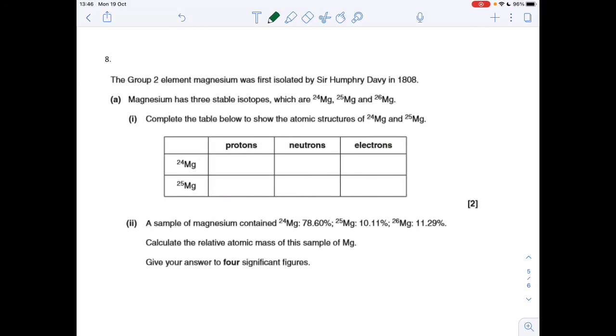Next question, complete the table again. So a very similar sort of question, this time for magnesium 24 and 25. So they've both got 12 protons. Neither of them are charged, so they're going to have the same number of electrons. And obviously the neutrons is the difference between the mass number and the proton number. So we've got 12 neutrons in the first one and 13 in that one.